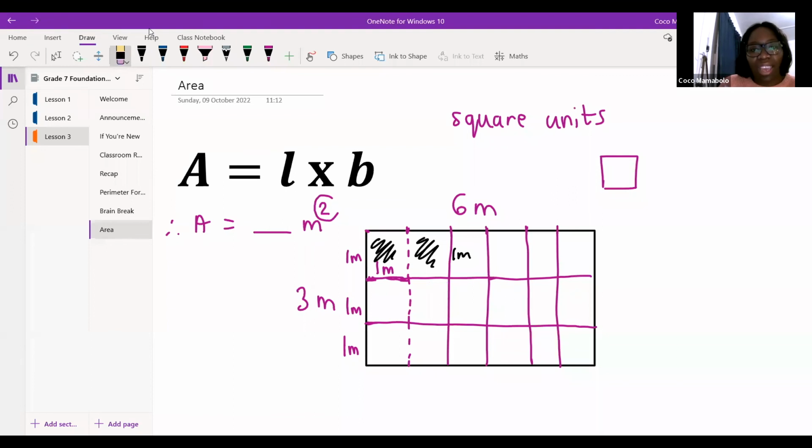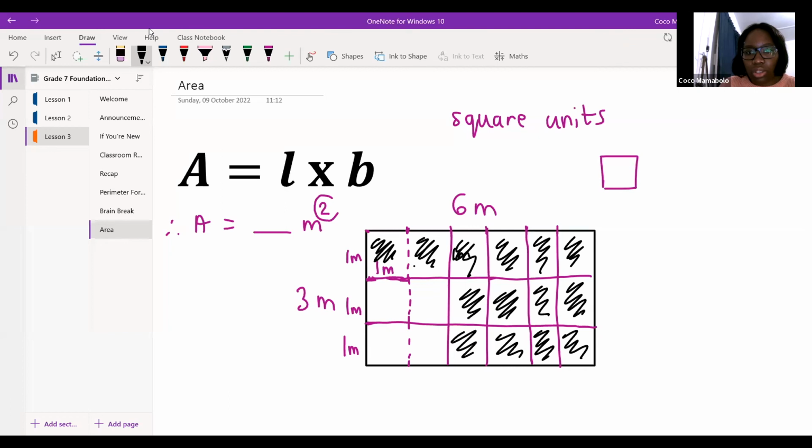Good. Olanda says we have 18. I want to see if you guys agree with him. Master Chaba also says 18. Good. Okay, I'm going to count because I haven't actually counted my own squares. Okay, 1, 2, 3, 4, 5, 6, 7, 8, 9, 10, 11, 12, 13, 14, 15, 16, 17, 18. Good. We actually do have 18 squares.